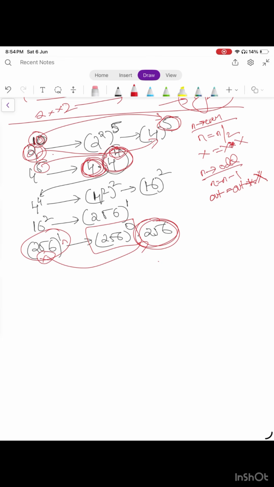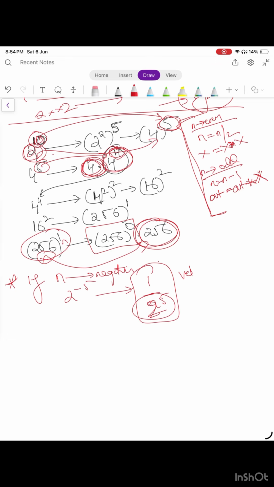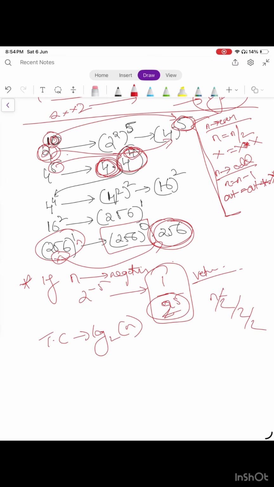So the one exception here is that whenever n is negative, what do we do? So 2 power minus 5 we can write as 1 by 2 power 5. So we find 2 power 5 and take the reciprocal. So the same thing we can do. Since we keep on dividing by 2, the TC here will be log n base 2 and the SC is O(1).